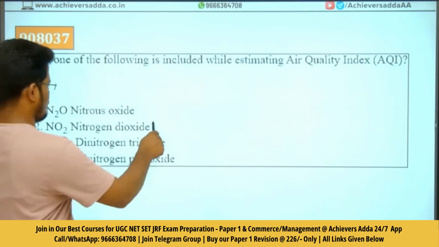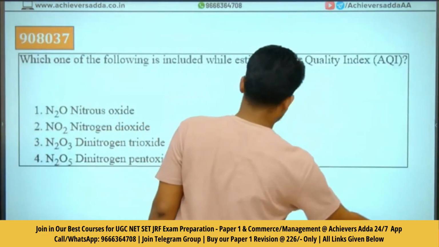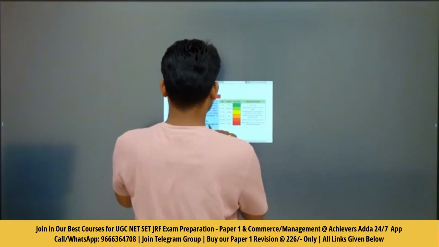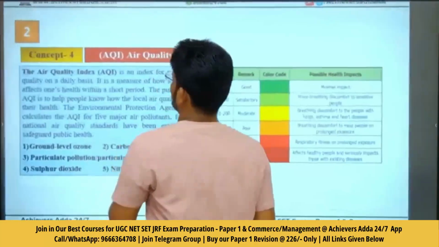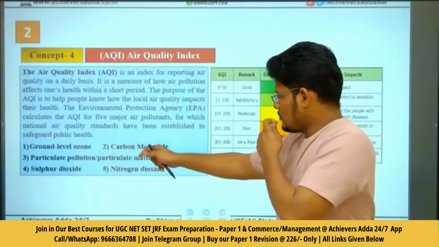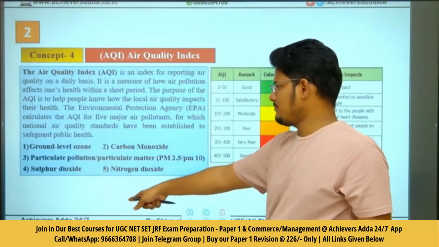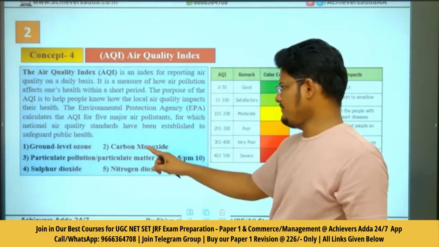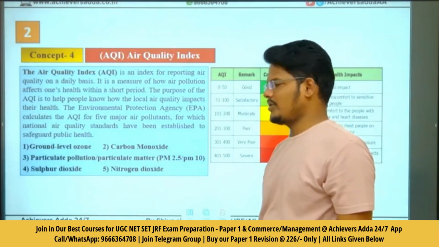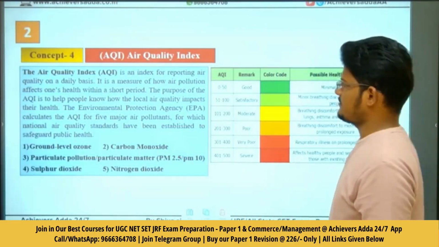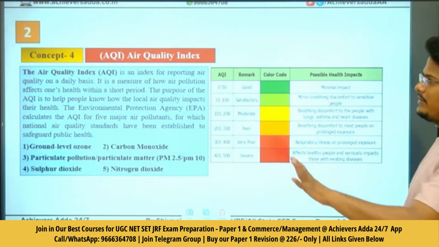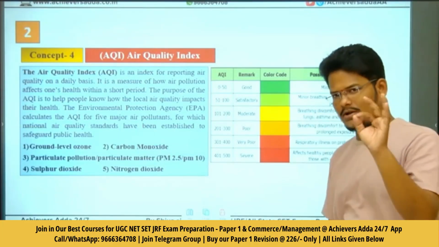Answer is NO2, nitrogen dioxide. To calculate the air quality index, ground level ozone, carbon monoxide, particulate matter PM2.5, PM10, sulfur dioxide and nitrogen dioxide, all these components are part of it. Five major air pollutants are taken into account to measure the air quality index.